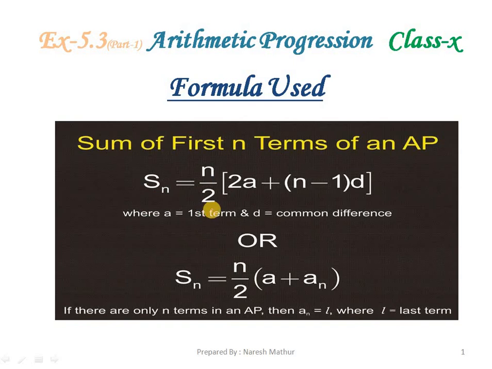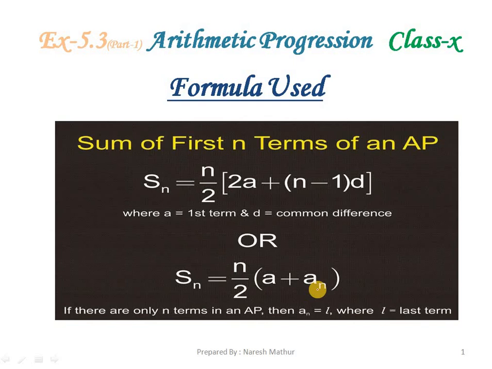Sn equals n by 2 [2a plus (n minus 1)d], where Sn is the sum of n terms, n is the number of terms, a is the first term of the AP, and d is the common difference. Or this formula can be written as n by 2 (a plus an), where an is the nth term.